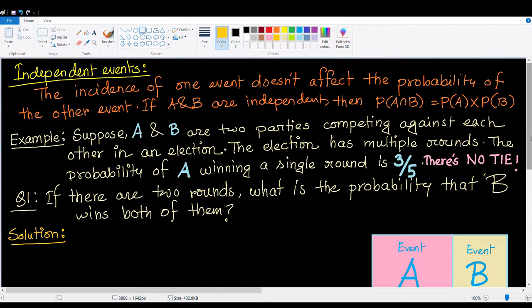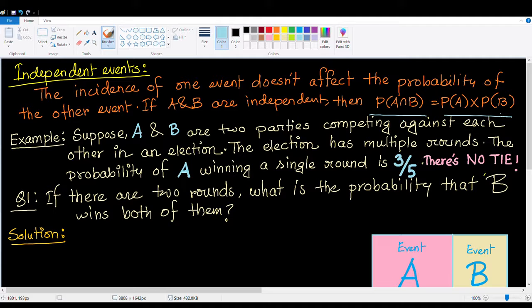Now, in independent events, the incidence of one event doesn't affect the probability of the other event. So if A and B are two independent events, then the probability of both of them to take place together is equal to the product of the probability of A and probability of B. So here it is, P of A intersection B equals P of A times P of B.